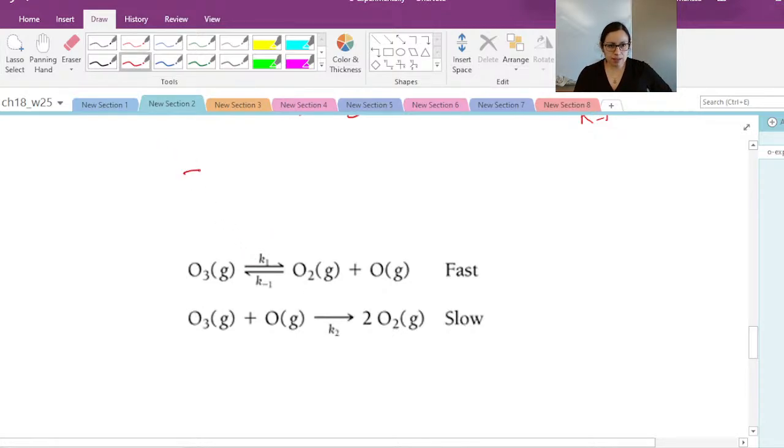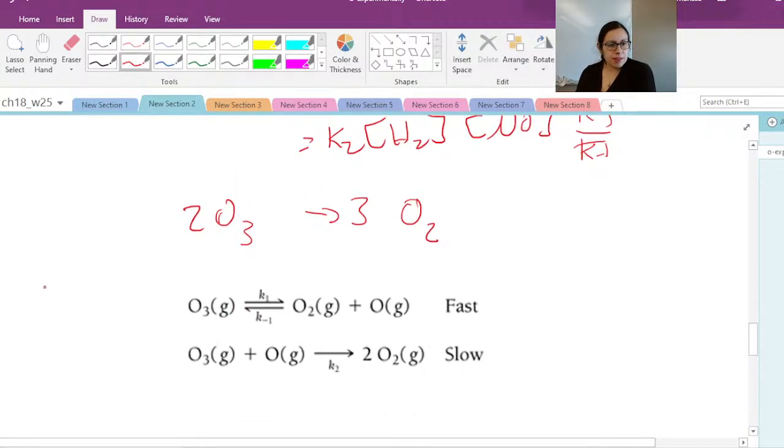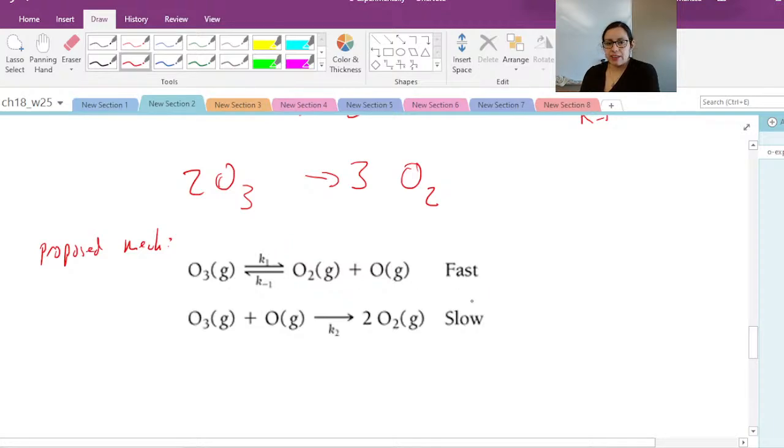So the overall reaction is 2 equivalents of ozone give us 3 equivalents of O2. And here is our proposed mechanism, shown in 2 steps. So we have our fast step and then our slow step. And so then we have to be given the rate law.